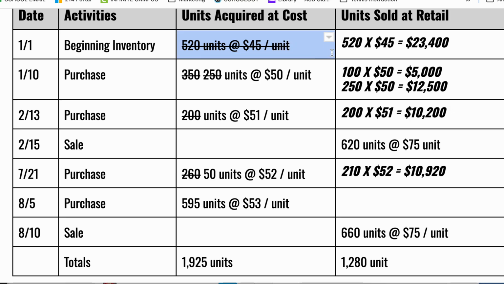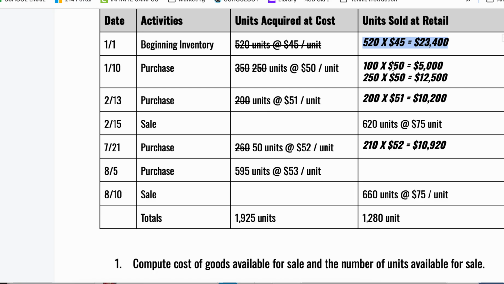We grabbed all of them, so my cost of goods sold for that was 520 times 45. And then the next place we went, we got another 100 from this price point right here. So for that sale, that 620, it's 520 here and 100 here. All right, so that's done. That's taken care of. And then the next one is my 660.